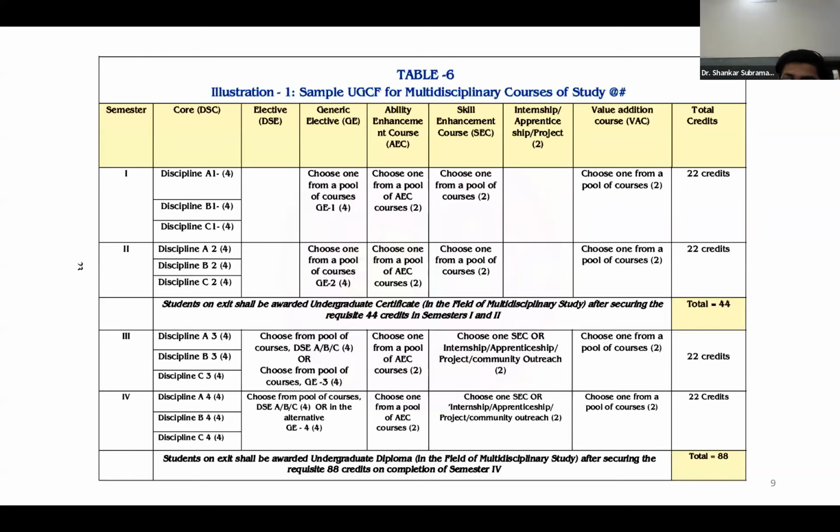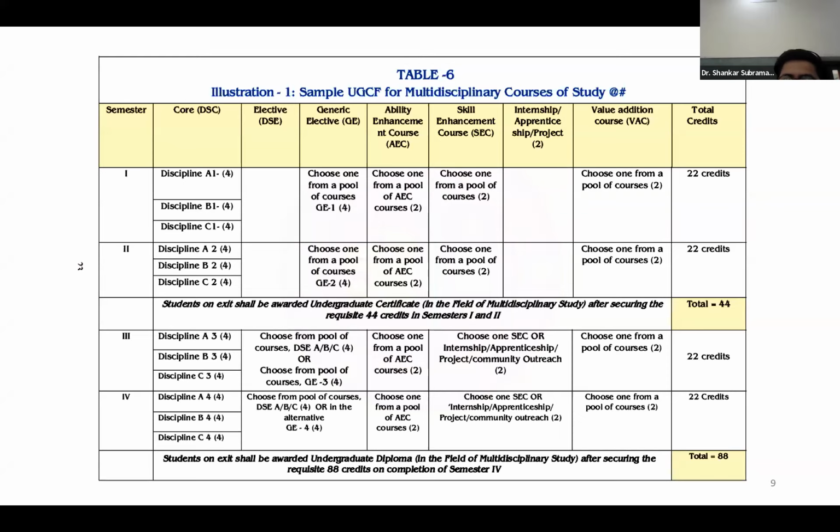In case of the third semester, again, there are 3 discipline-specific core papers, plus the student can choose 1 DSE, discipline-specific elective paper, from either of A, B, or C. Suppose the student is studying physics, chemistry, and computer science, then the student can choose an elective from physics, chemistry, and computer science, or physics, maths, and computer science. Whichever discipline he or she is studying, he can choose a discipline-specific elective from that.